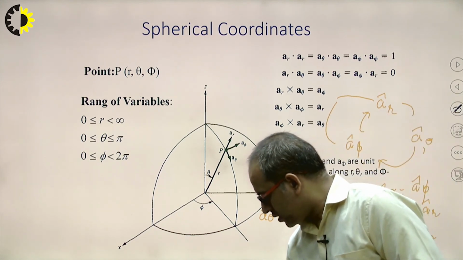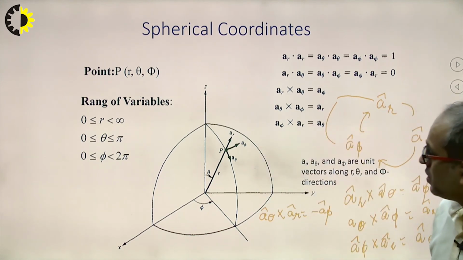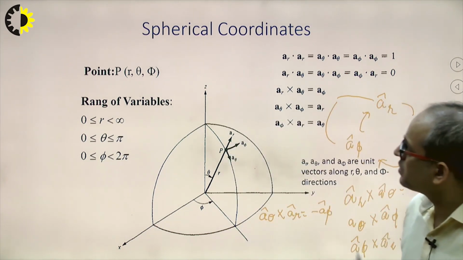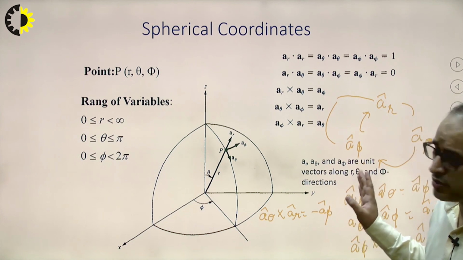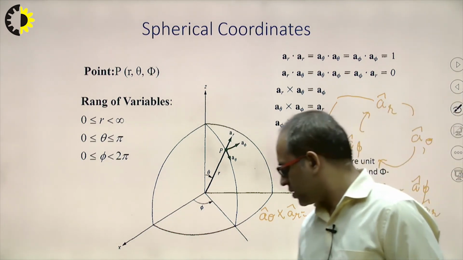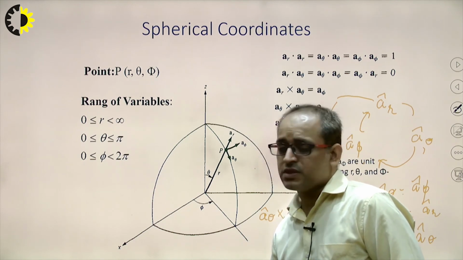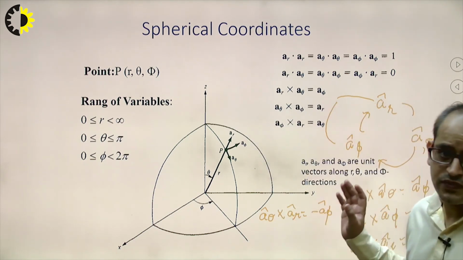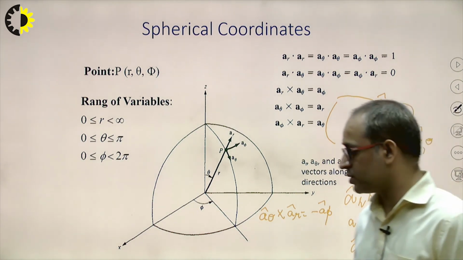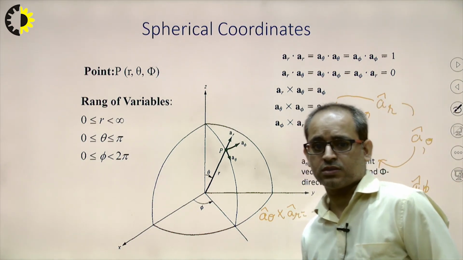So here I'll conclude the spherical coordinate system for today. In the next lecture we will continue with the spherical coordinate system, and we will see the vector transformation from spherical coordinates into cylindrical and from spherical coordinates into the rectangular system.